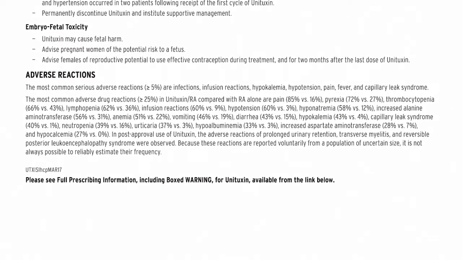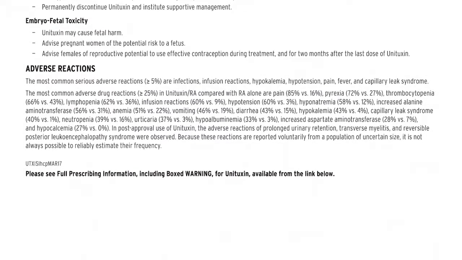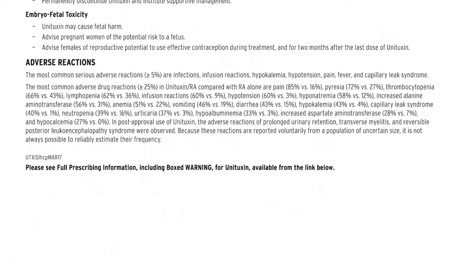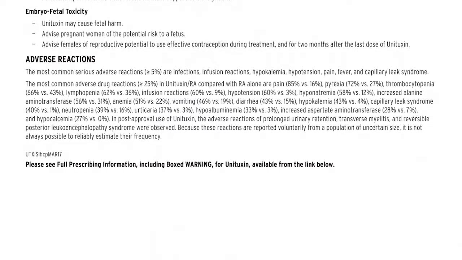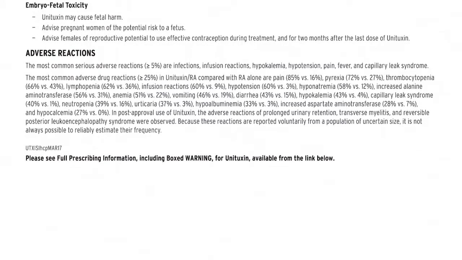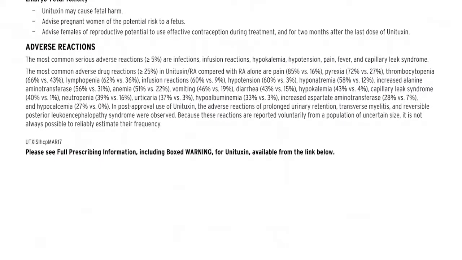In post-approval use of Unituxin, the adverse reactions of prolonged urinary retention, transverse myelitis, and reversible posterior leukoencephalopathy syndrome were observed. Because these reactions are reported voluntarily from a population of uncertain size, it is not always possible to reliably estimate their frequency.